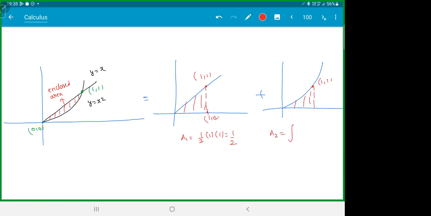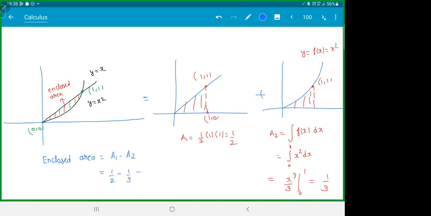This area, let's call it A2, is nothing but integral f of x dx. And here y is nothing but f of x is nothing but x square. So basically you're asking me to find the area, integral x square dx from 0 to 1. So this will be x cubed by 3 from 0 to 1. This is 1/3. That is this area. So if you take the difference between them, the enclosed area is A1 minus A2, which is half minus 1 by 3, 1 by 6.